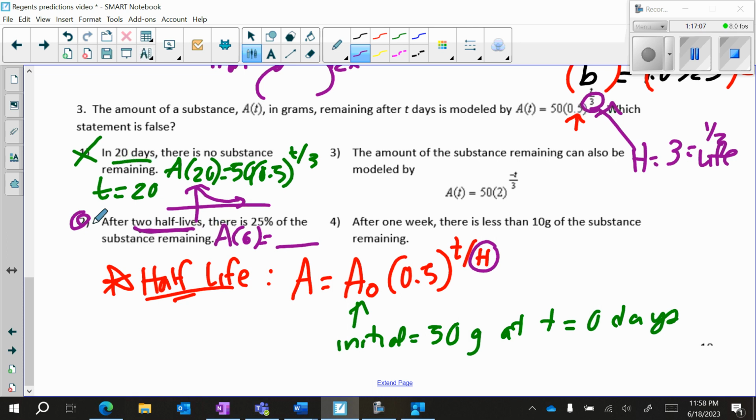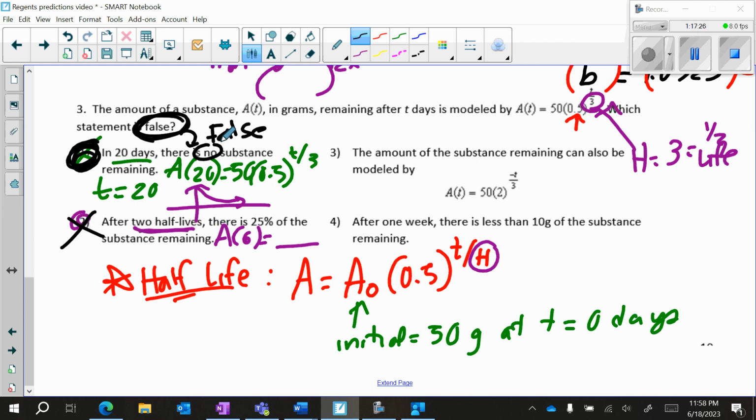Oh, it says which is false. Whoops, I already messed up one of my rules. You got to go back and read the question. And the question says which is false. So the answer is choice 1. Choice 1 is false. So the rest have to be true.